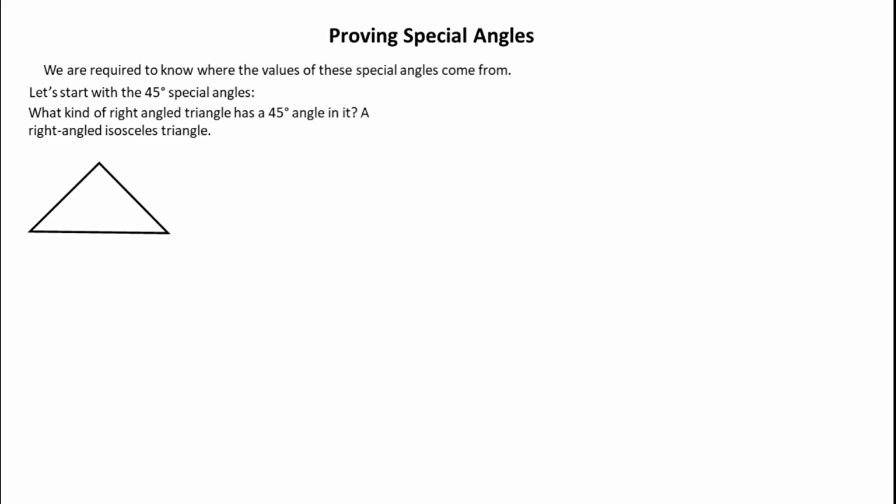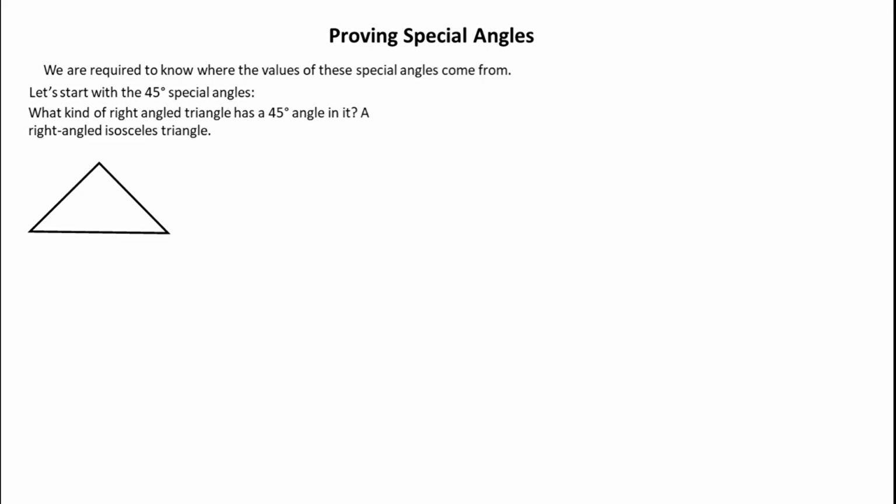We are not only required to know the special angles, we are sometimes required to prove them. In other words, how do we know that those special angles actually are what they are? So let's start with the 45 degree special angle, shall we? What kind of right angled triangle has a 45 degree angle in it? Well, there can be only one. It would have to be a right angled isosceles triangle. That's the only kind of right-angled triangle that would have a 45 degrees in it.